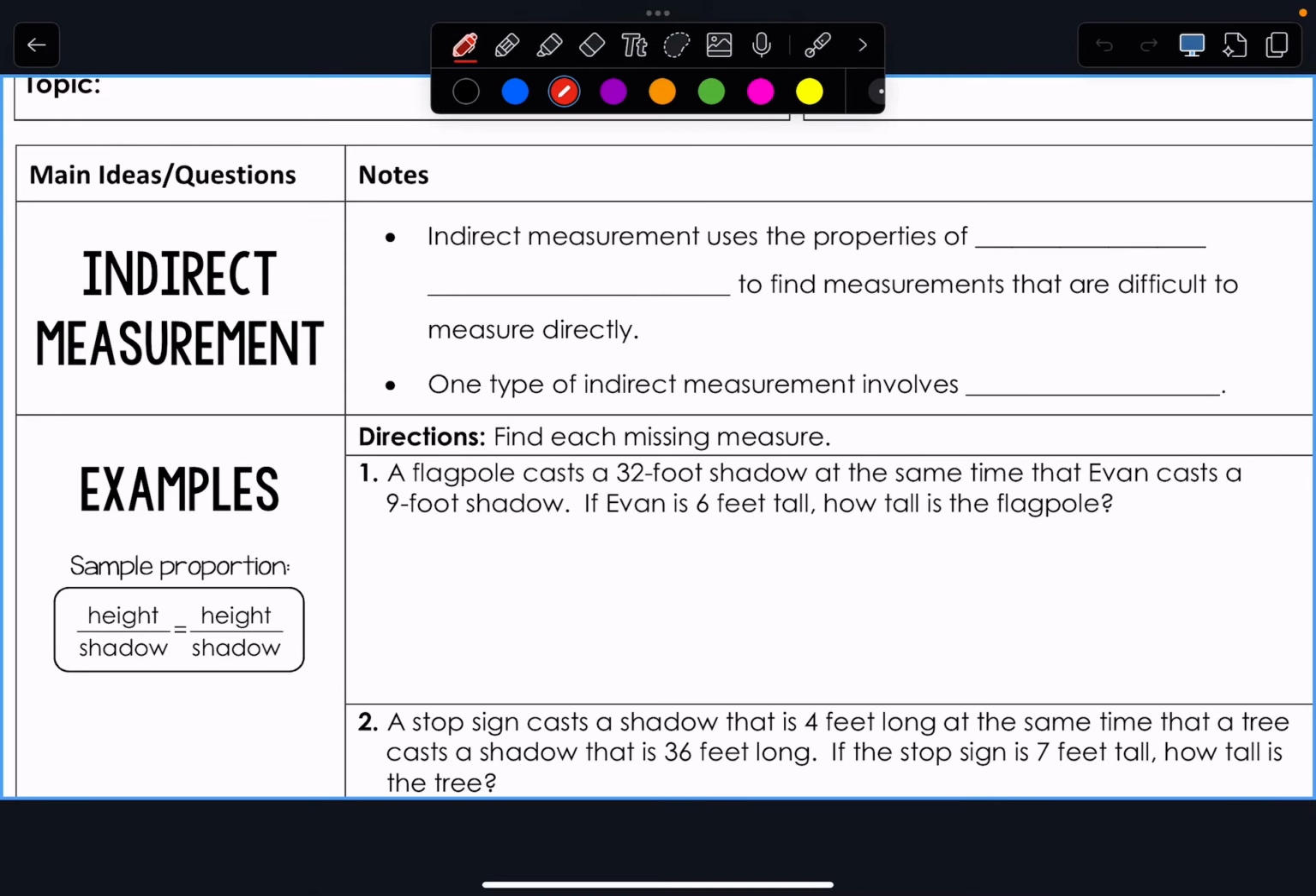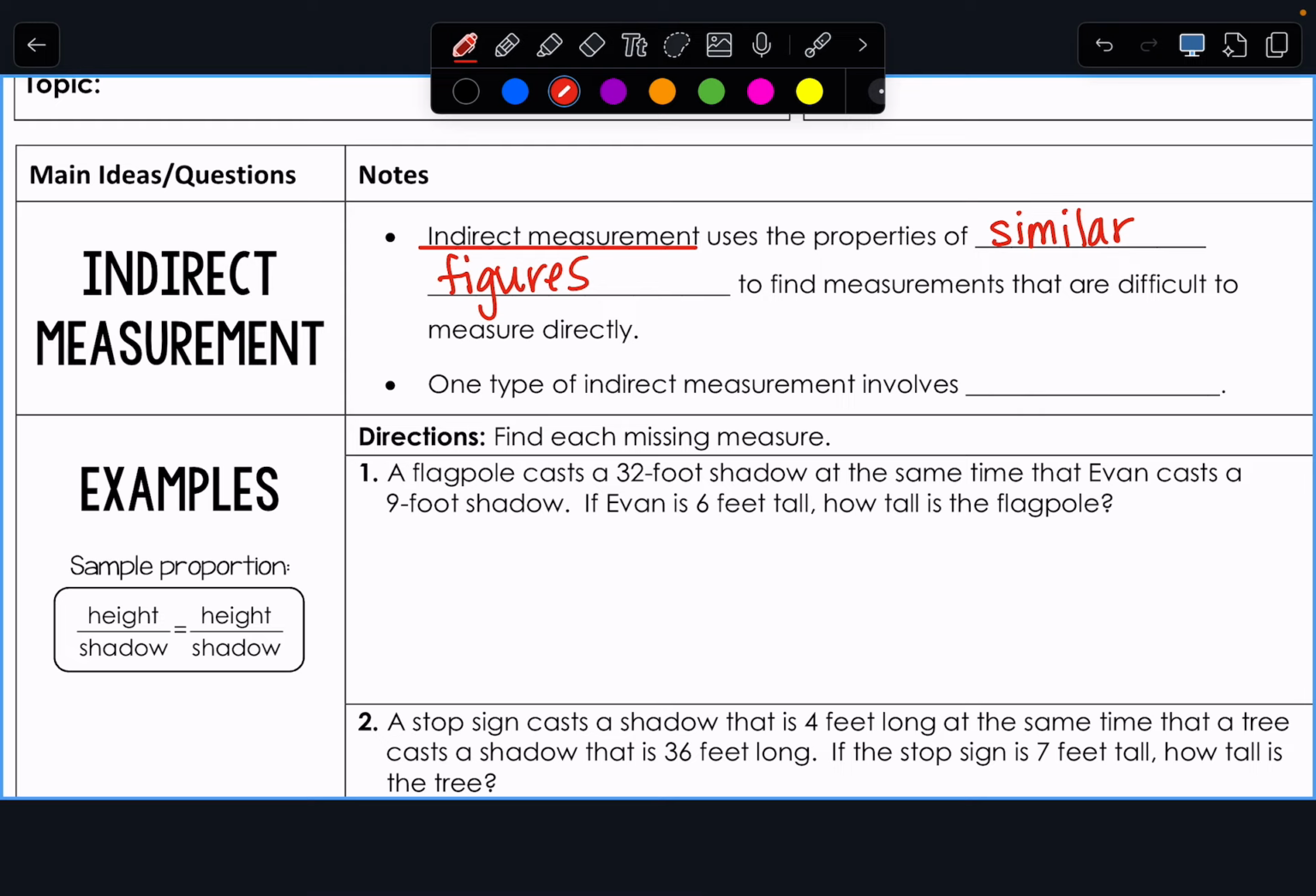When we talk about problems that involve shadows, these are called indirect measurements, okay? When we have a problem like a shadow, we are going to use the properties of similar figures because we are creating similar figures with what's happening. The sun, or in that case, the flashlight, is at the same angle for both Matthew and Ellie, okay?